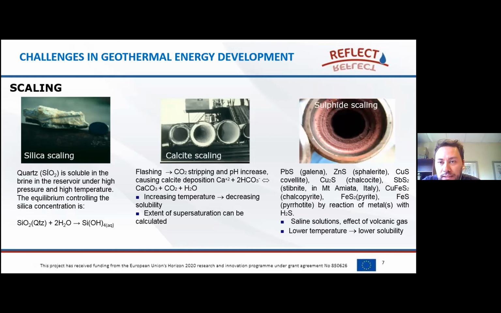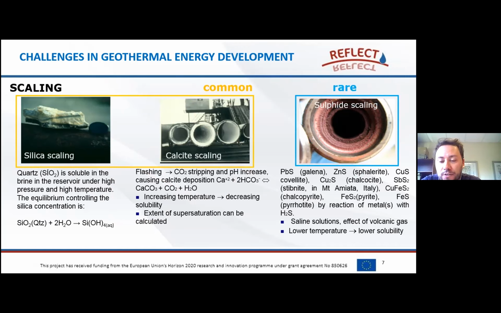When we look at sulfide scaling in the power plants, as the temperature decreases, the solubility of sulfide scaling decreases also. The most common types of scale are pyrite, stibnite, chalcocite, sphalerite, and also galena. Of course, silica and calcite scaling are the most common types of challenges in the power plants. On the other hand, sulfide scaling is rare in many geothermal power plants.